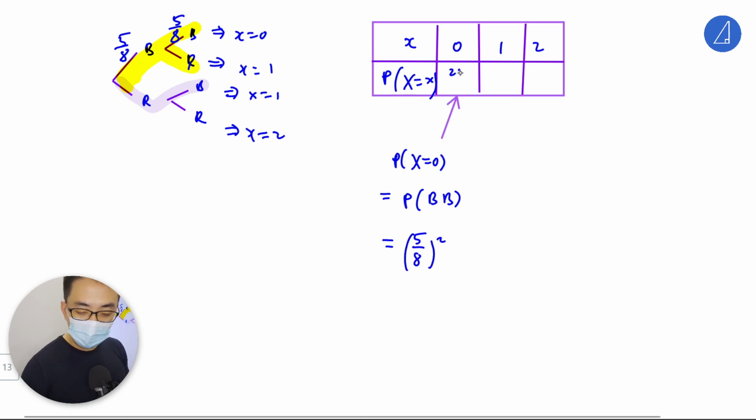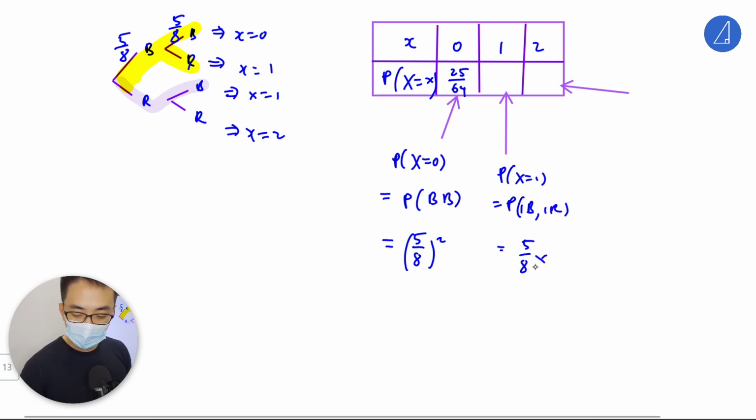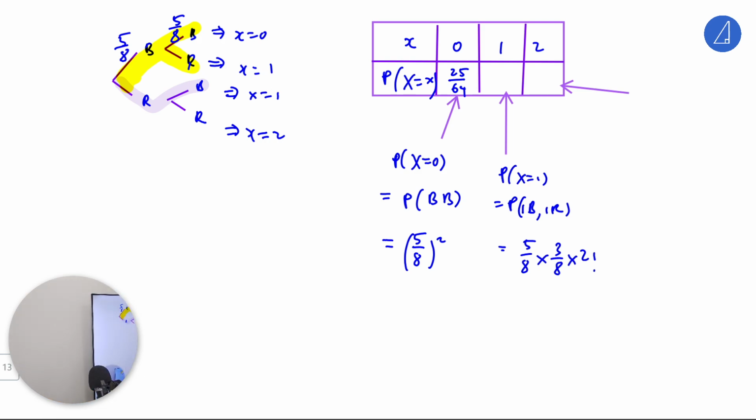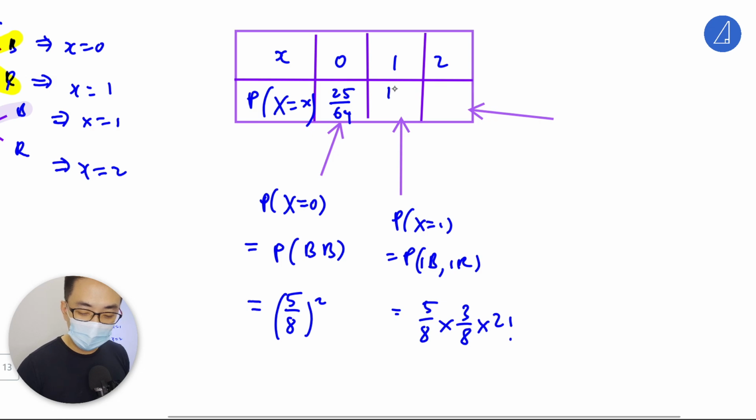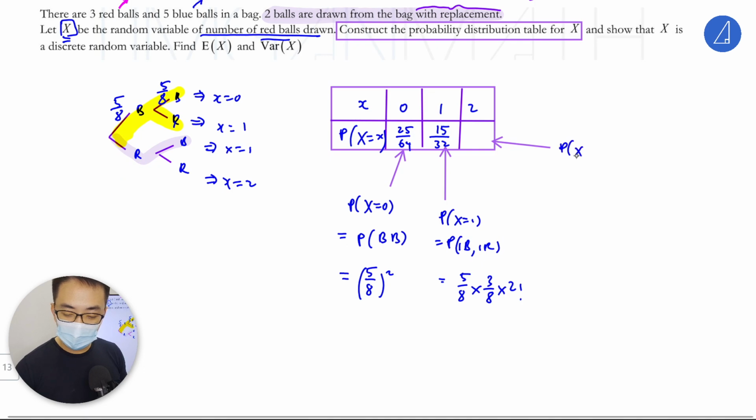It's 25/64. The middle one, which is usually what students get confused, is P(X equals 1). So it's actually 1 blue and 1 red. It's 5/8 times 3/8 times 2 factorial. Don't forget, because it can be blue, red or red, blue. So you just key this in. This will be 15/32. Then the last one is P(X equals 2), which is 2 red. 3/8 squared, so it's 9/64.